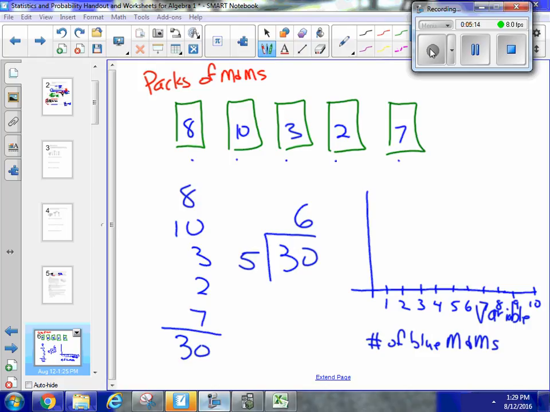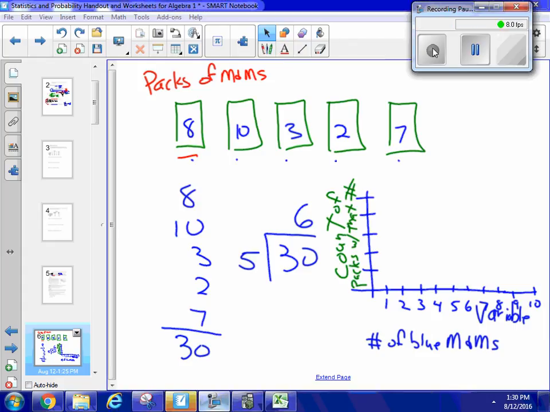And the y-axis is the count. That's not the count of how many M&Ms there are. It's a count of how many packs have that number of M&Ms. So in my case here, my first pack had 8. So let's make a scale here: 1 pack, 2 packs, 3 packs, 4 packs, 5 packs. So I just labeled my y-axis the count of packs with that number of blue M&Ms.